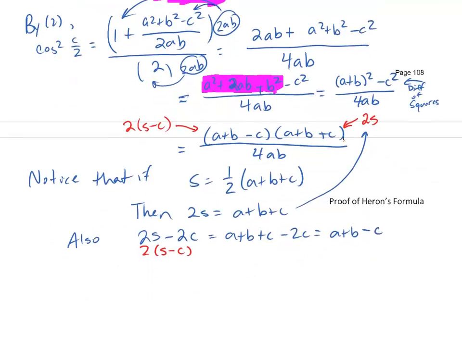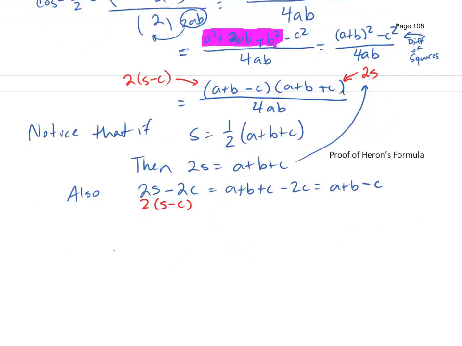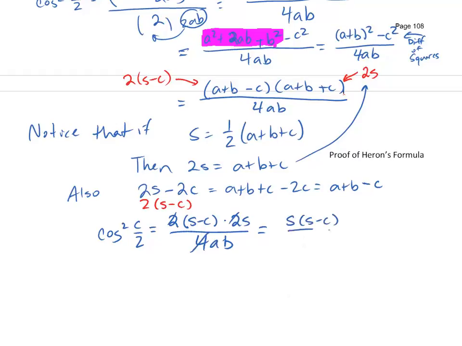Put all those pieces together, and what do you have? You have that the cosine squared of C over 2 is 2 times S minus C times a 2S all over 4AB, which the 2's multiplied together to give you 4, cancels with the 4 on bottom. You have S times S minus C all over AB.